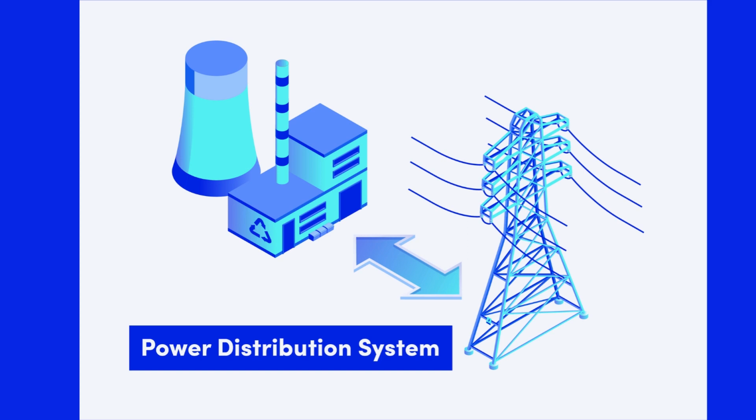Primary distribution lines. These lines carry the medium voltage electricity from the substations to distribution transformers located near neighborhoods or individual buildings.